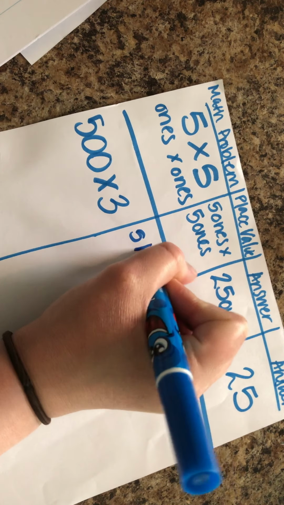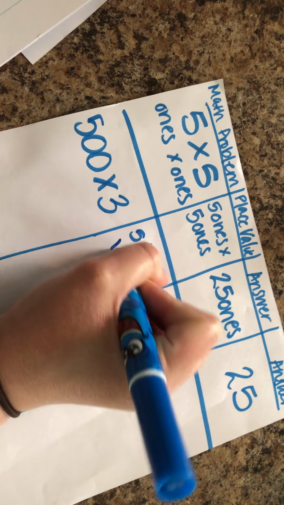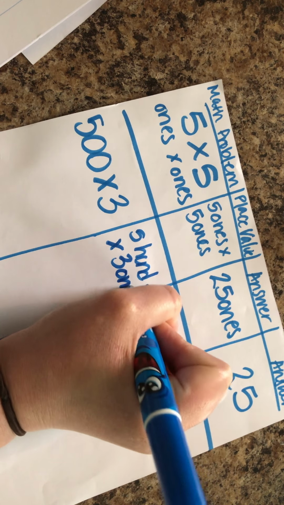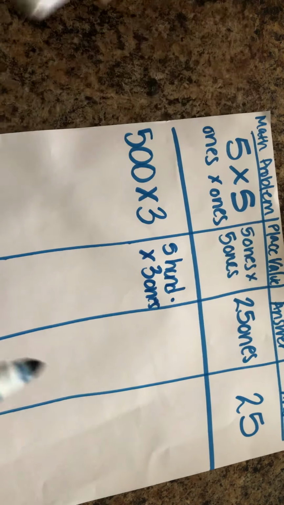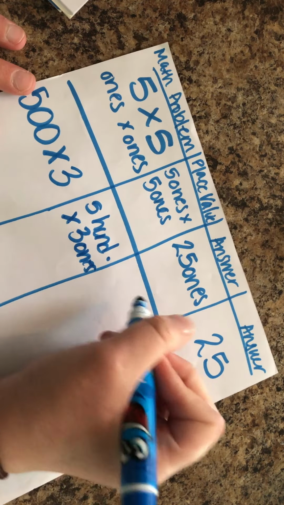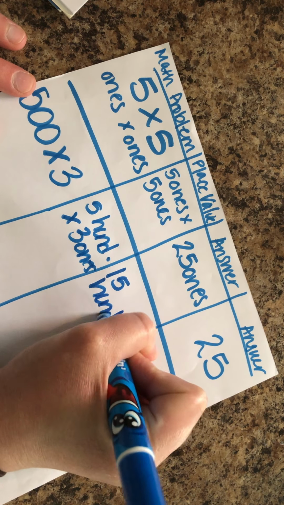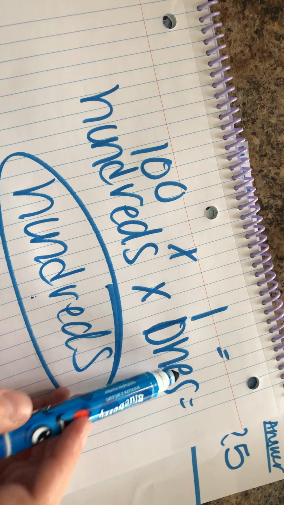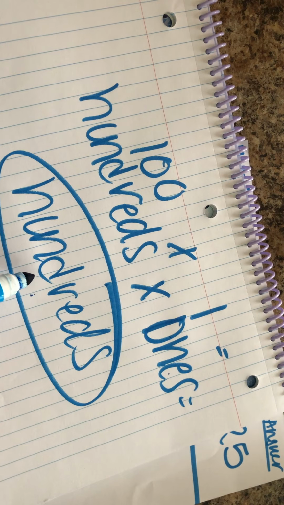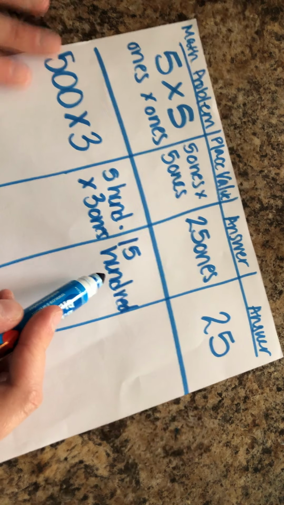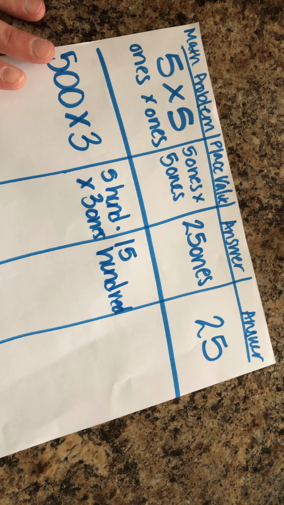So I can say that I have 500 multiplied by 3 ones, which is going to give me hundreds. So 5 times 3 is 15 hundreds then. Because, remember, hundreds times 1, since anything times 1 is itself, is still going to give me hundreds. So then 1,500. And some of you are getting confused.